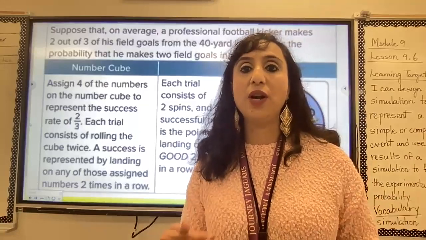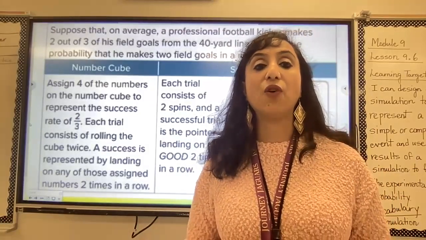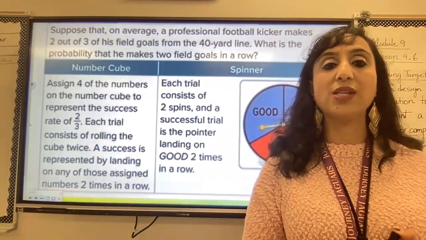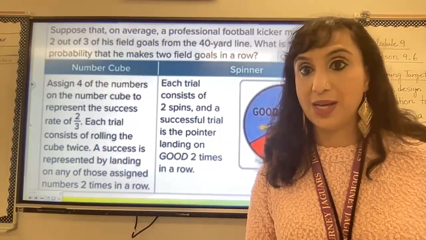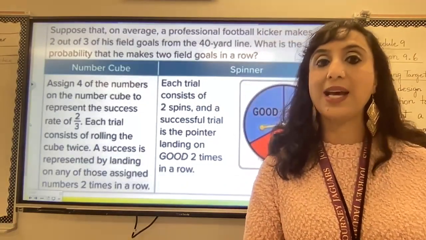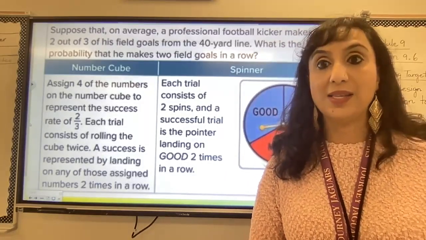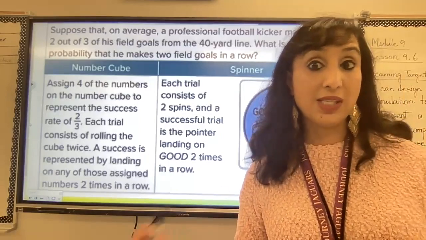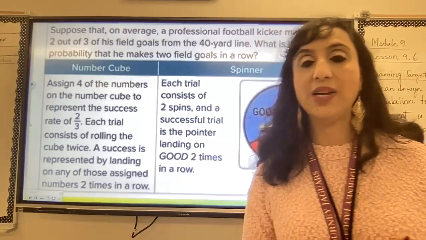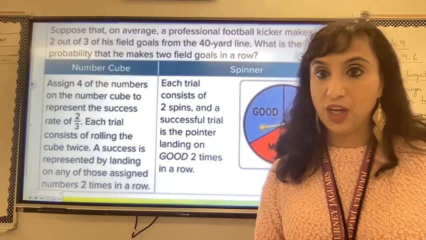All right. So let's say the first 4 numbers in the number cube are representing the success, and each trial consists of rolling the cube twice. And a success is represented by landing on any of those assigned numbers 2 times in a row. So as I said, 1, 2, 3, 4 on the number cube. Let's say the first 4 are representing success. So if it lands on any of those 4 numbers 2 times in a row, then that is a success. All right. If it lands on 5 or 6, it'll be not successful. Okay. So it depends on which numbers you are designating to represent the 2 out of the 3 on the number cube.